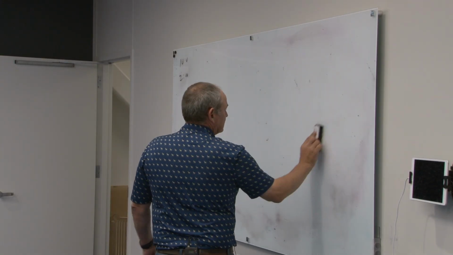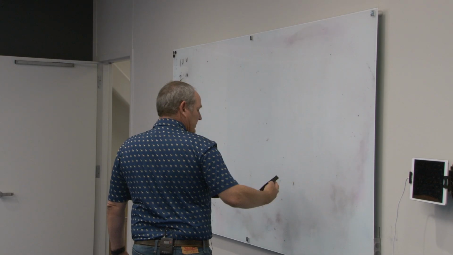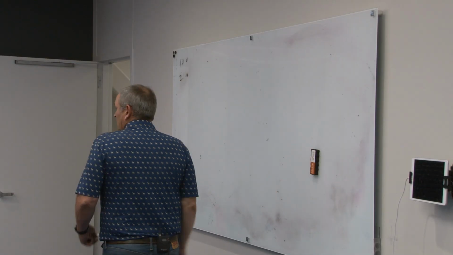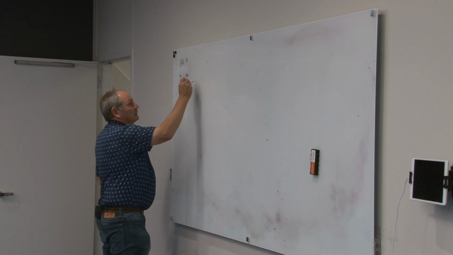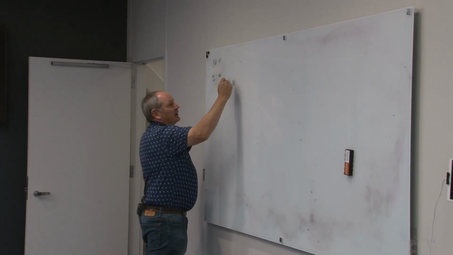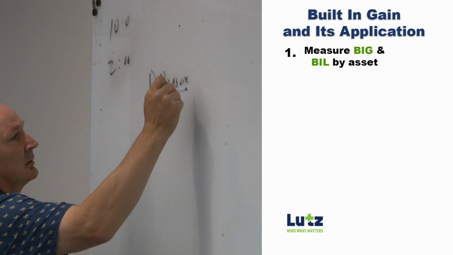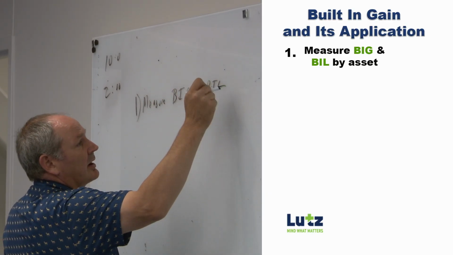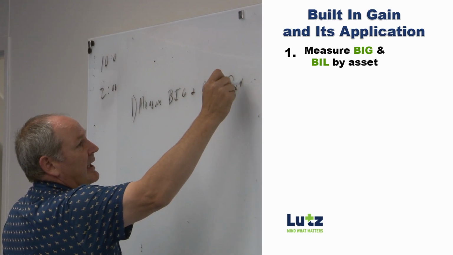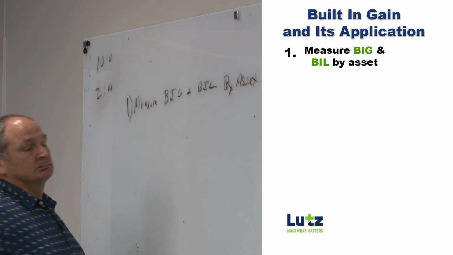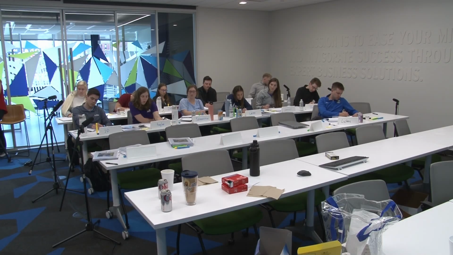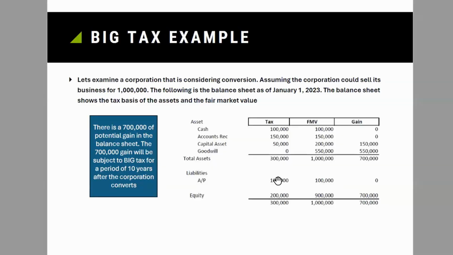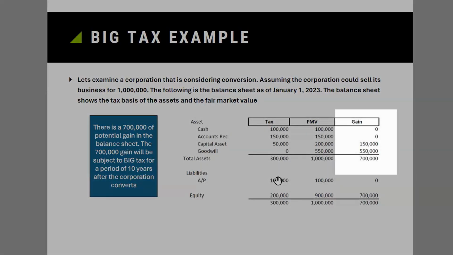There's a couple rules that you need to know about built-in gain and the application of built-in gain. One, measure built-in gain and built-in loss by asset. These are rules. So what we've done is we've measured our built-in gain or built-in loss by asset, and there's 2 assets that have a built-in gain.